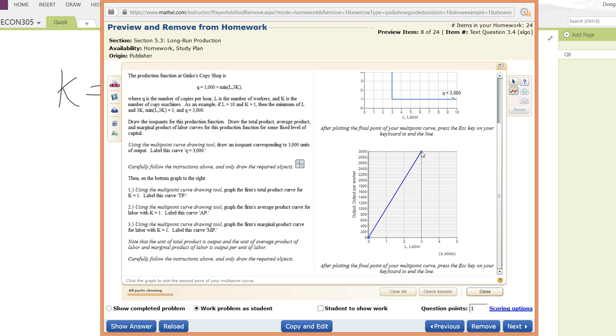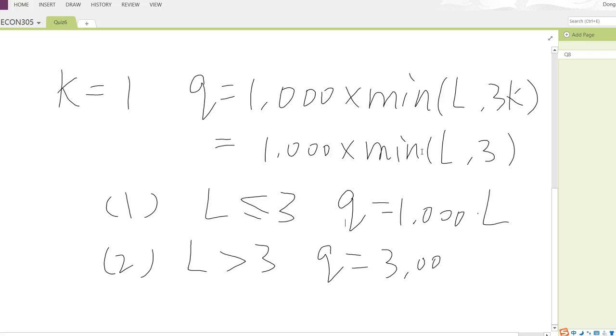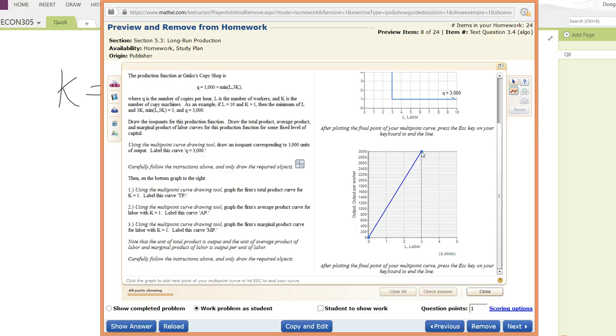So the second portion is right here. And keep in mind, let's go back, when L is above 3, Q is a fixed amount, 3000. So we keep this at the same level, which means on this graph, it's a horizontal part of the total product curve. And that's the total TP.